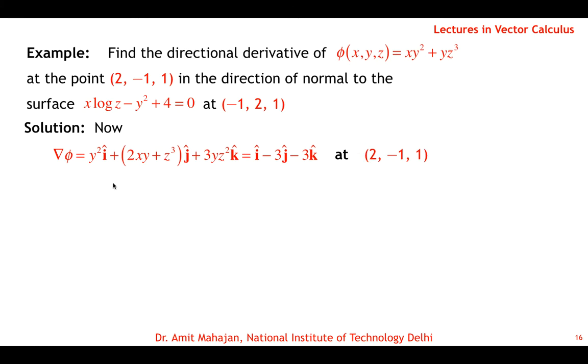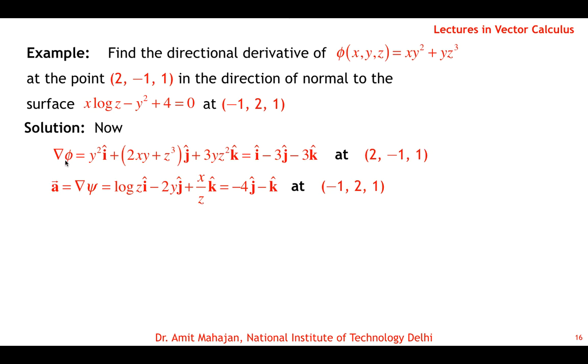Then we have to find a vector, and the vector is normal to this surface at minus 1, 2, 1. So find the gradient of this. The vector is gradient psi, where psi is this surface. With respect to x we differentiate, so we get log z, so log z i cap. With y, minus 2y j cap. With z it is 1 by z, so x by z k cap. And at minus 1, 2, 1, if we calculate this, we get minus 4j minus k.